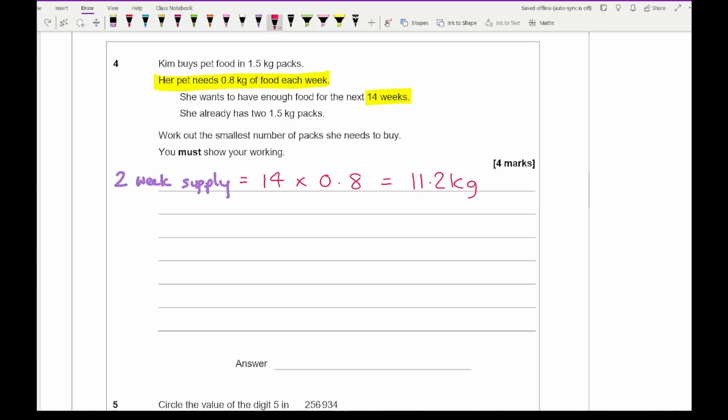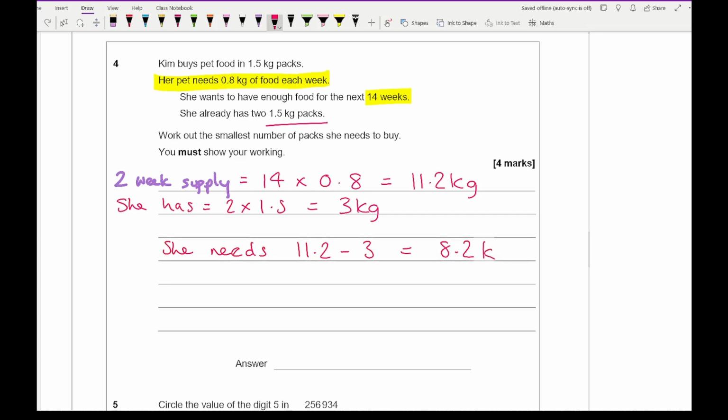Now she already has 2 1.5 kilogram packs, so she has 2 times 1.5, which is 3 kilograms of pet food. So she needs 11.2 minus 3, which is 8.2 kilograms.